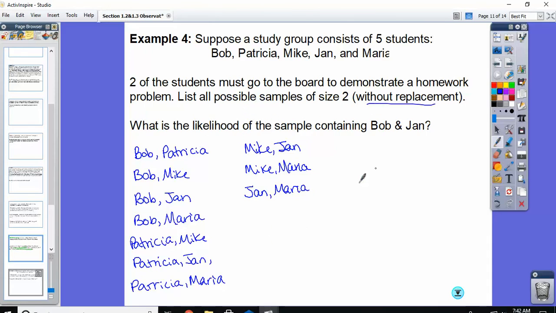When I say without replacement, that means once Bob comes up, he can't sit back down and be the second student as well. Okay, they only get to come up once. If we count, we have 10 possible samples here. So the likelihood of a sample containing Bob and Jan, there's only one that has both Bob and Jan, and there are 10 possible combinations. So the likelihood of Bob and Jan coming up is just 1 out of 10.